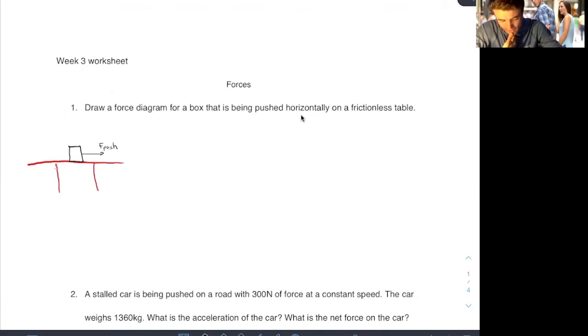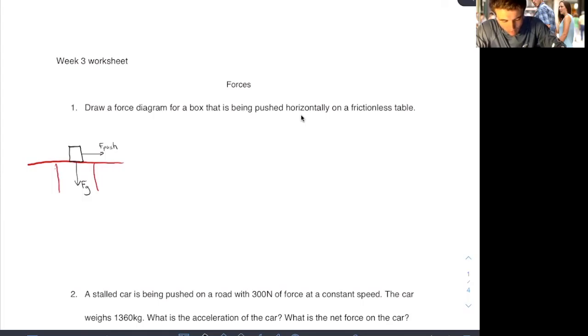Well, there's one force that's always acting on every object, and that's gravity. Gravity is in the y direction, so I'm going to have it going straight down towards Earth. The force of G, force of gravity. But our object's not moving, so we need an equal and opposite force to gravity. And what is that? That's the force of the table pushing back up on the box.